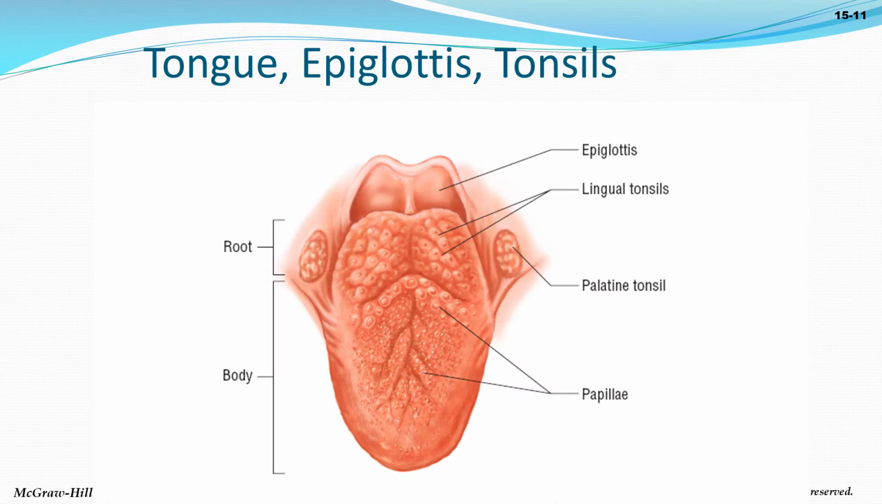All the bumps on your tongue are not the taste buds. They're actually papillae. So they have different shapes, so they have different names for them. Some look like mushrooms, so they call them fungiform.